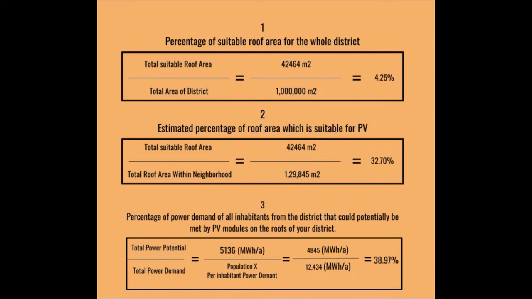percentage of suitable roof area for the whole district, because this one considers just the built area, and the first one considered the whole neighborhood including water, green, etc. Third indicator is percentage of power demand of all inhabitants from the district that could potentially be made by PV modules on the roof of our district. To get this indicator, we have to divide the total power potential by total power demand.